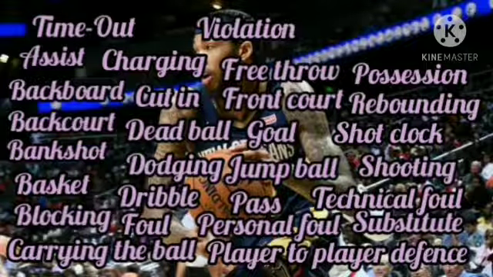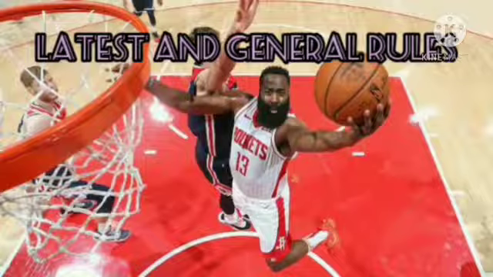Violation: an infringement of the rules that is not a foul. The penalty for a violation is the awarding of the ball to the opposing team. Latest and general rules. Basketball is played by 2 teams of 5 players each.